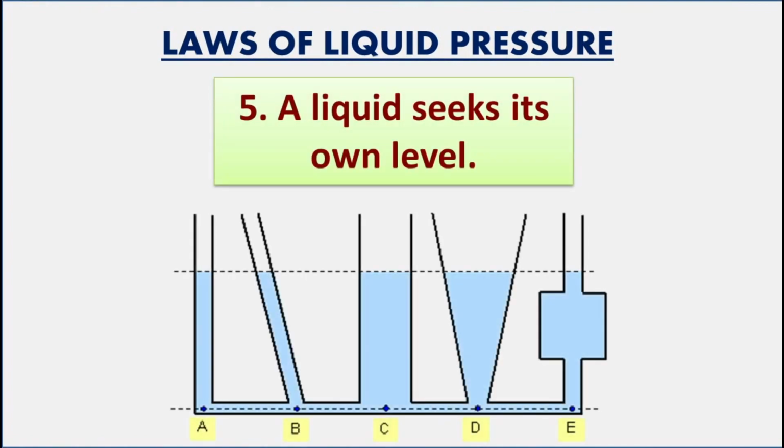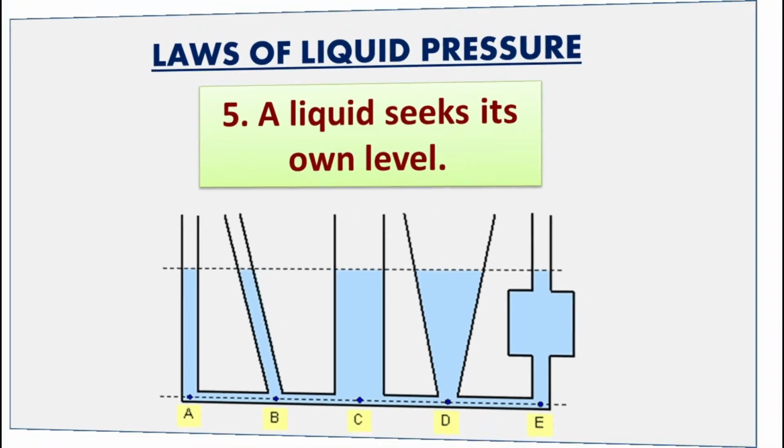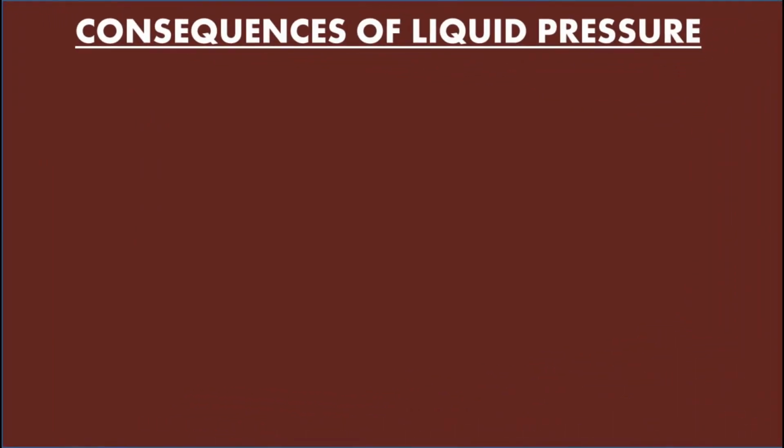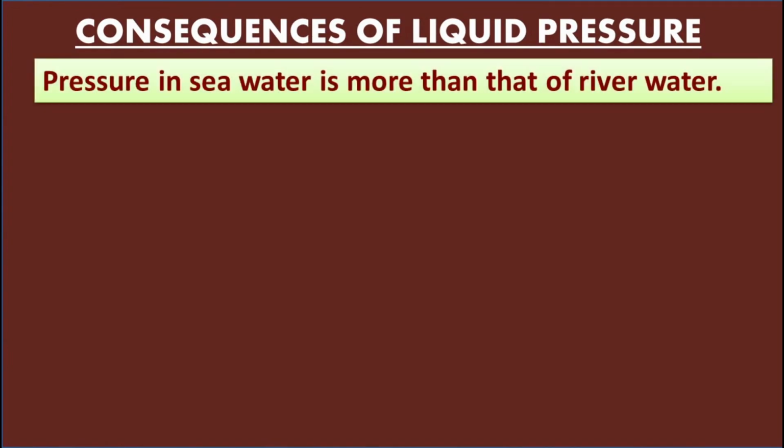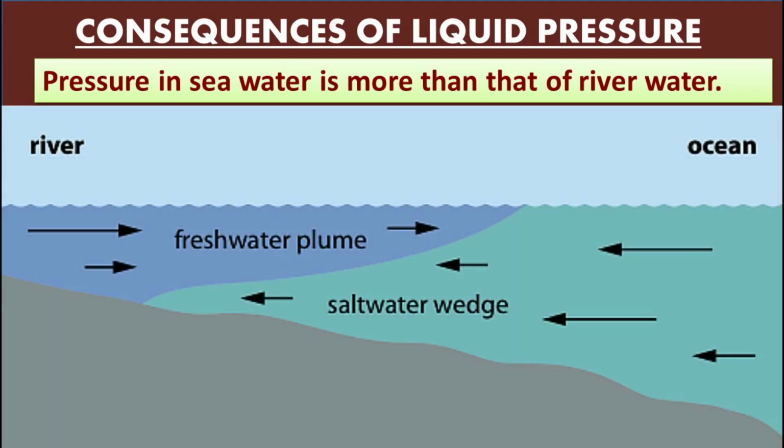Now let us study some of the consequences of liquid pressure. Number 1, the pressure at a certain depth in seawater is more than that at the same depth in river water. The reason is that the density of seawater is more than the density of river water. More the density, more is the pressure.